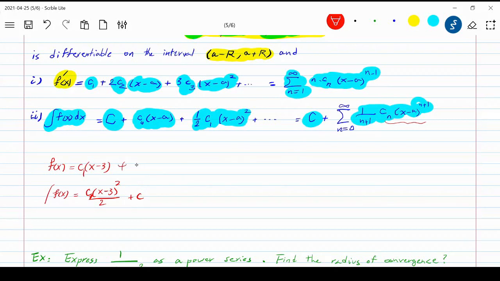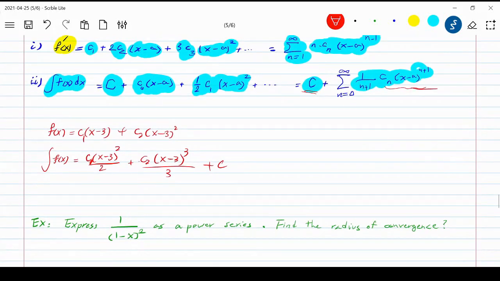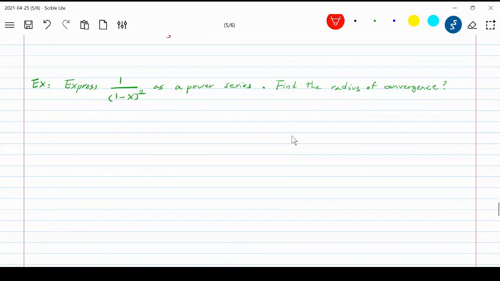Each term, if this was plus c2 times x minus 3 to the power 2, then you will get plus c2 times x minus 3 to the power 3 divided by 3 plus some constant. This constant is always there, just the same. Okay, so this general form of the integration, you do for every term of the power series. That should be the format. Okay, so it will be more clear if we do examples. So let's look at the example.